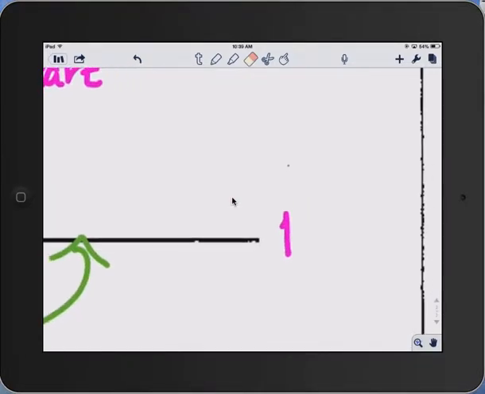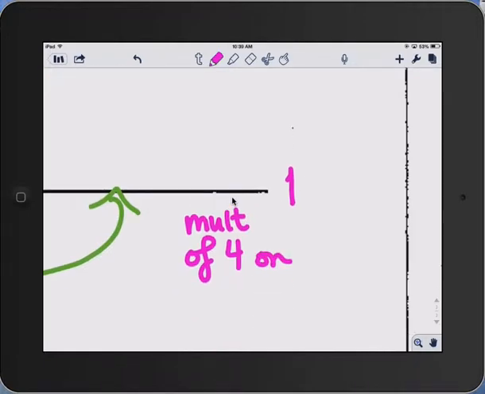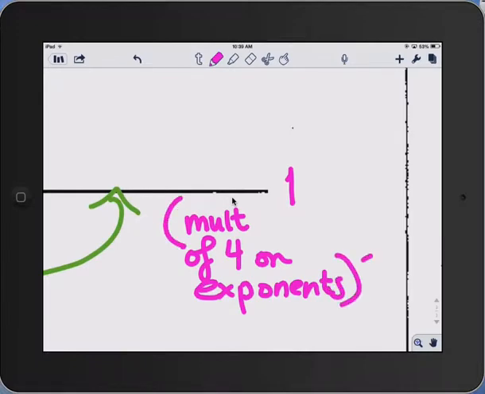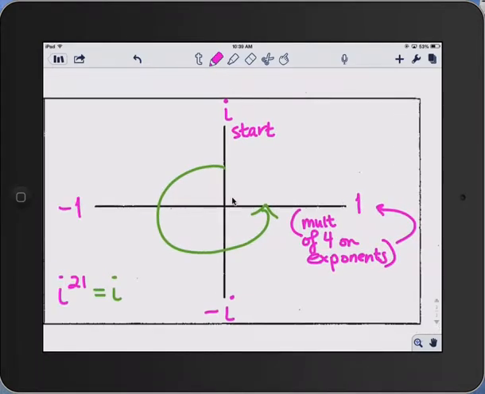Okay, and I'm going to write over here the multiples of 4 because that's kind of important that we know. Multiples of 4 on exponents, it's always going to equal 1. They always land over here.